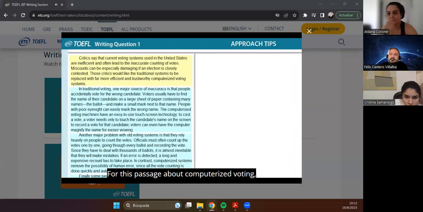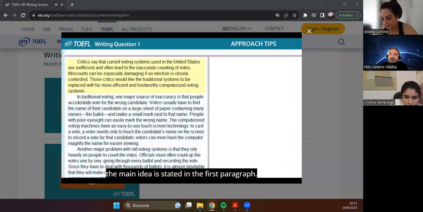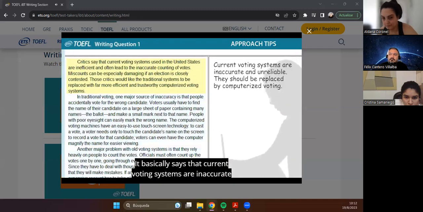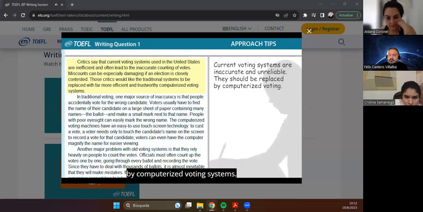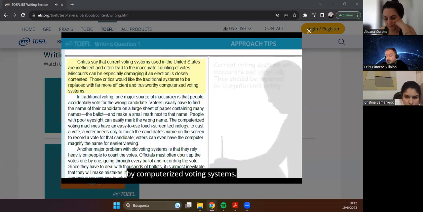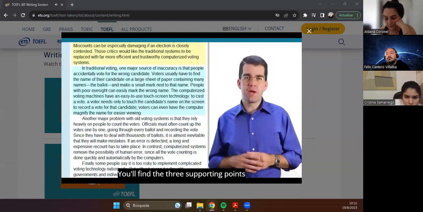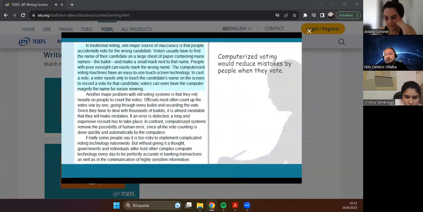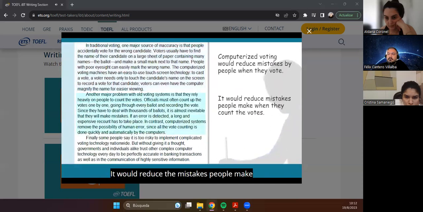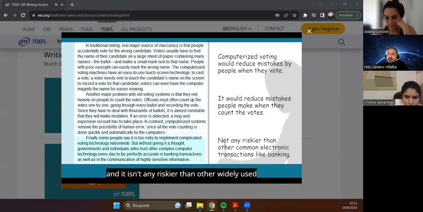For this passage about computerized voting, the main idea is stated in the first paragraph. It basically says that current voting systems are inaccurate and unreliable and should be replaced by computerized voting systems. You'll find the 3 supporting points in the next 3 paragraphs. Computerized voting would reduce the mistakes people make when they vote. It would reduce the mistakes people make when they count the votes. And it isn't any riskier than other widely used electronic transactions, like in banking.